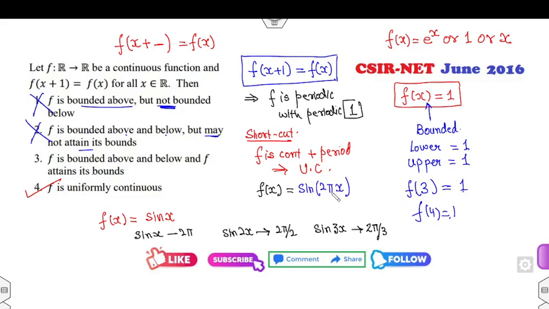Now again you can see it's a bounded function. The minimum and maximum values are -1 to 1, so it is bounded. Cancel. And you can easily attain the bound. Yes. So the right answers are C and D.